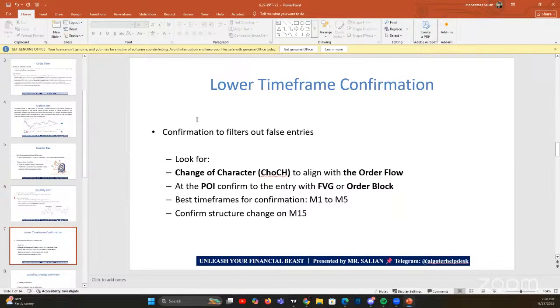So, confirmation to filter out false entries. Okay, you have to look for the change of character. As we discussed, I showed you the bearish and the bullish order flow. Then to align with the order flow.